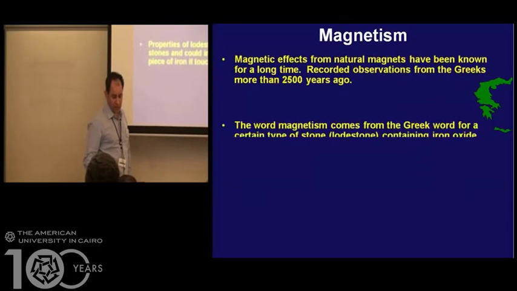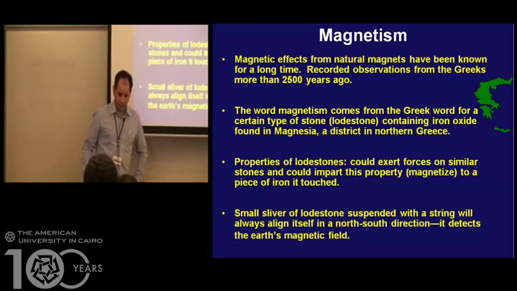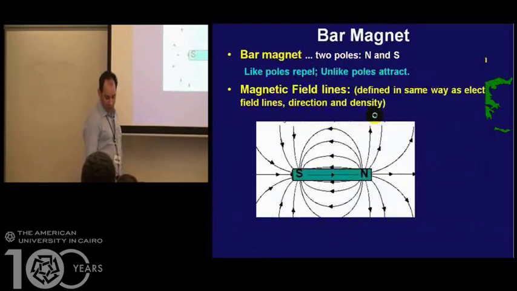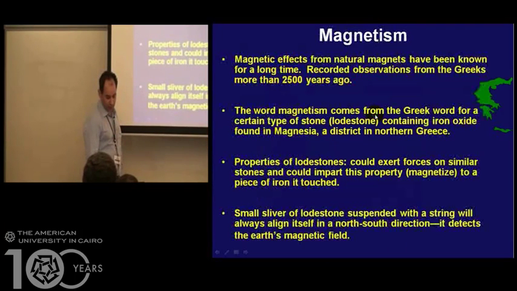So magnetism: people in the old era, 2,500 years ago, discovered that some stones have the ability of attracting metals. Those stones were found in Greece, in a district called Magnesia in northern Greece. That's why we call them magnets.